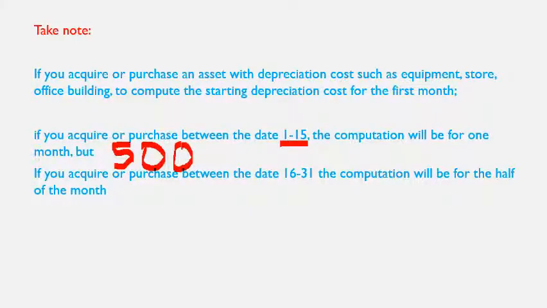Kapag naman bumili ka na ang date ay from 16 to 31, half lang or kalahati lang yung ika-count mo. So, if you can still remember, bumili tayo ng repair equipment January 17. So, January 17, dito siya pasok. Okay? Sa 16 to 31. Meaning, kalahati lang yung ika-count mo. So, you have here 250 pesos.